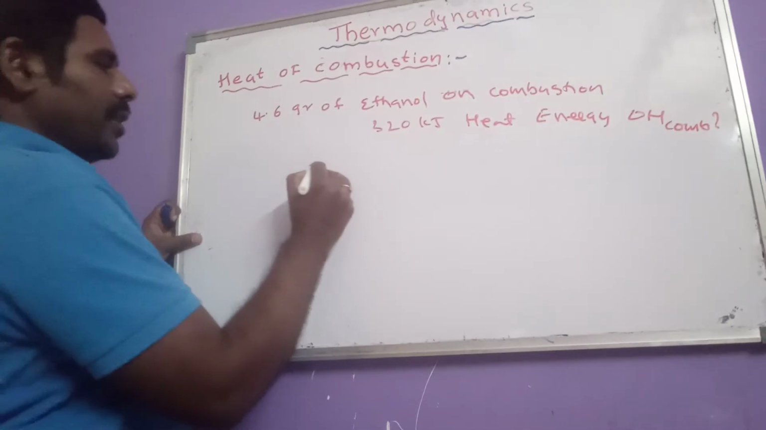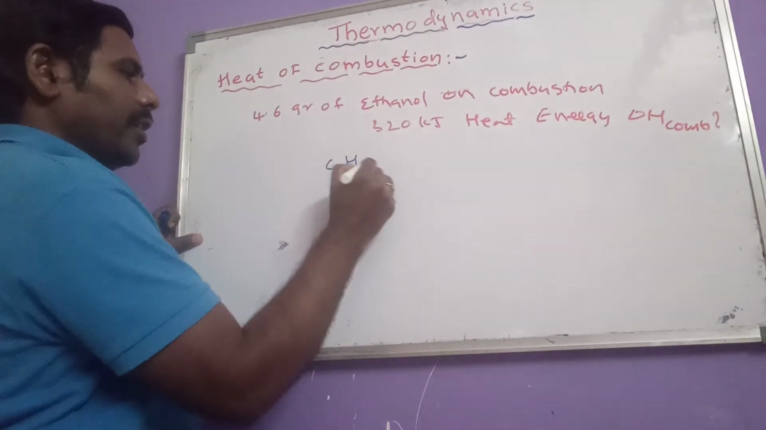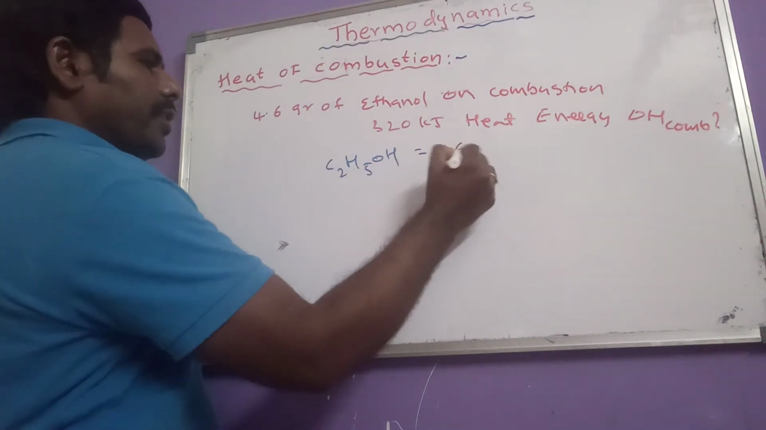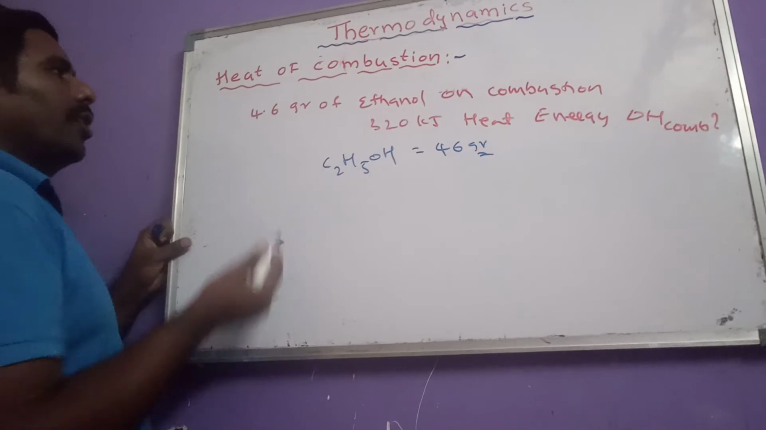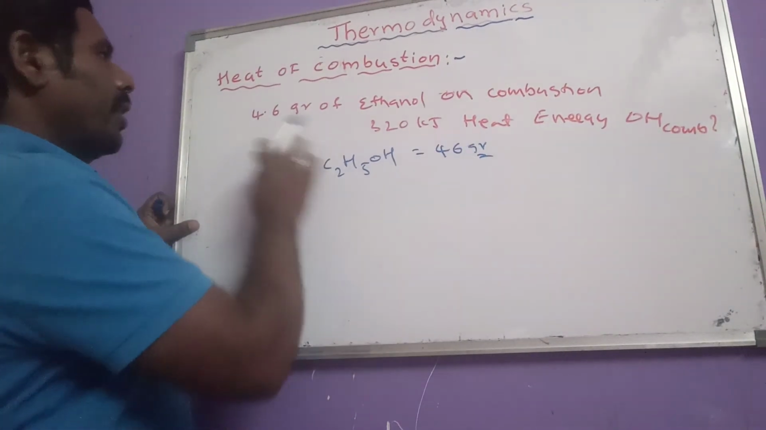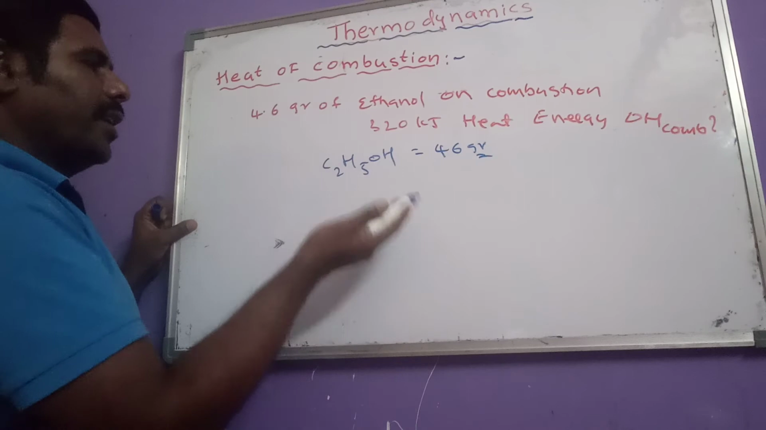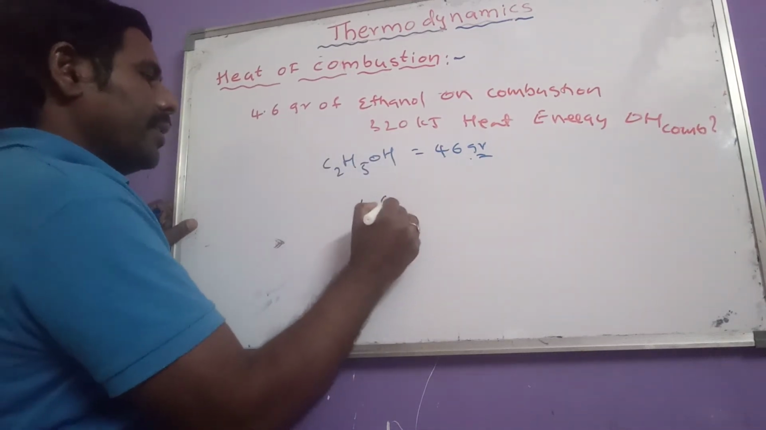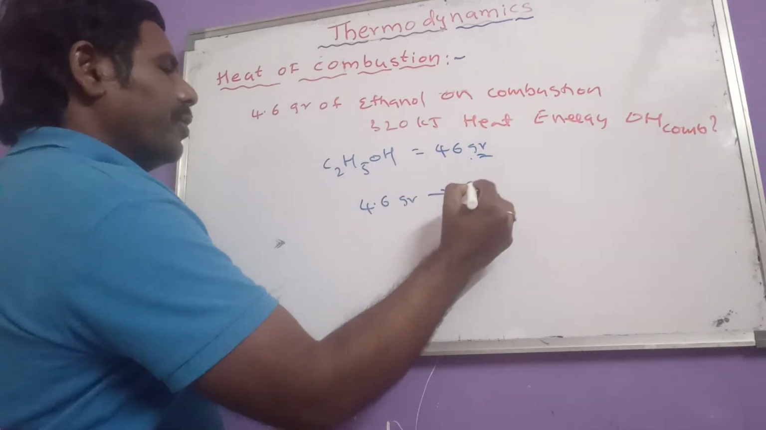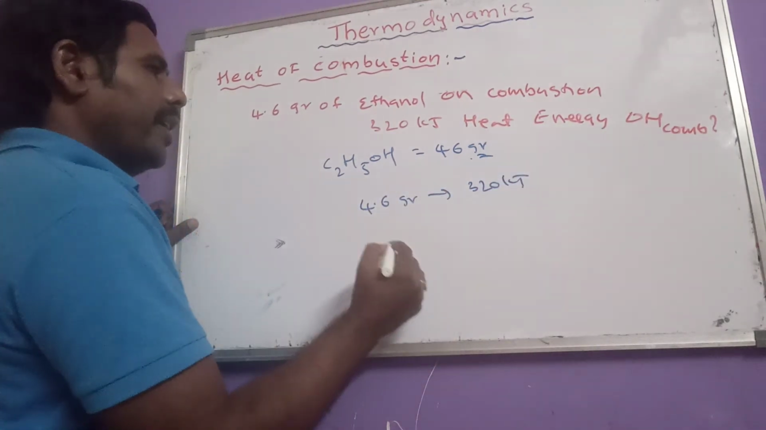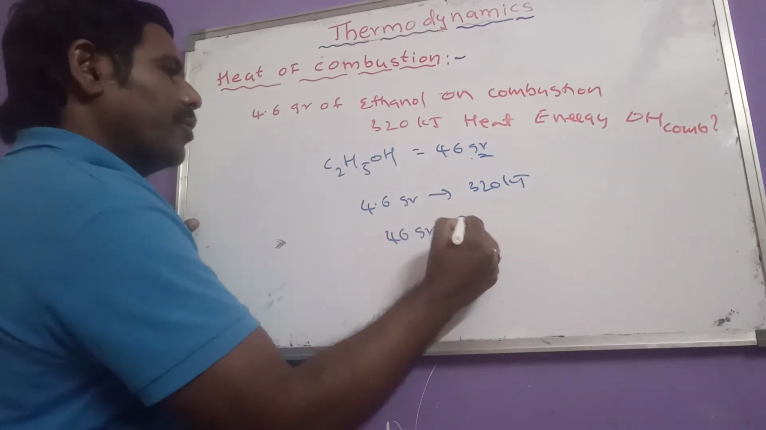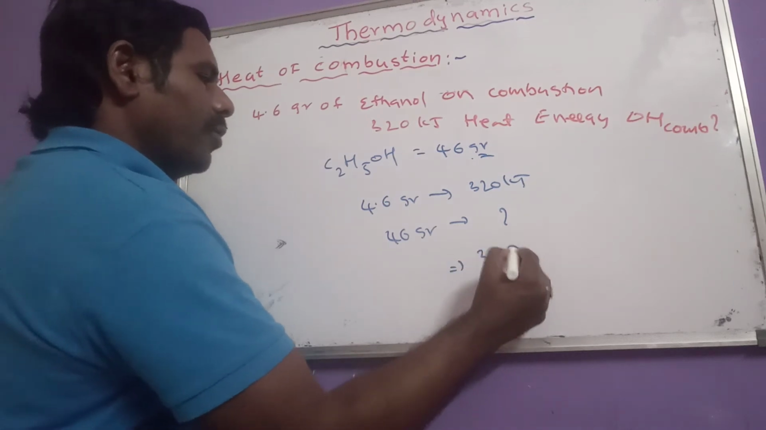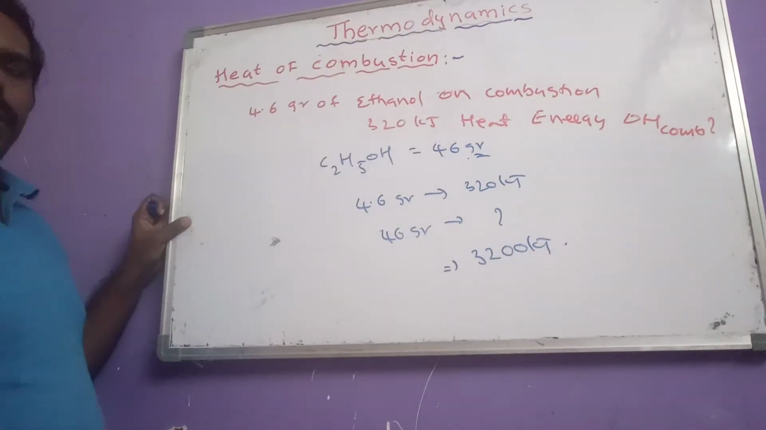1 mole of ethanol means, let us calculate the molecular weight of ethanol, C2H5OH. The molecular weight of ethanol is 46 grams. Now here, 4.6 grams produces 320 kilojoules. Therefore, 46 grams produces how many kilojoules? That means we can get 3200 kilojoules of heat energy.